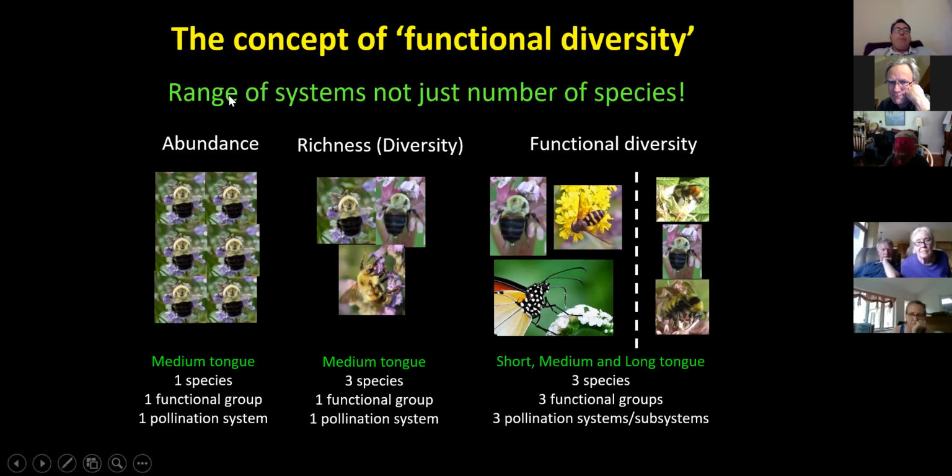So to separate them, we've got abundance, which is pretty straightforward. You've got a lot of one thing. Richness, or what people think is species richness or species diversity, is just how many different things you have. So here we have 3 different species, so it's certainly more diverse than we have here. But if we look over here, we have 3 species, but we have a long tongue, a short tongue, and a medium tongue pollinator species and the respective plant. Here we have 3 species, but we have functional diversity, much more functional diversity than we do here. These are all medium tongue species. So 1 functional group. Here we have 3 functional groups.